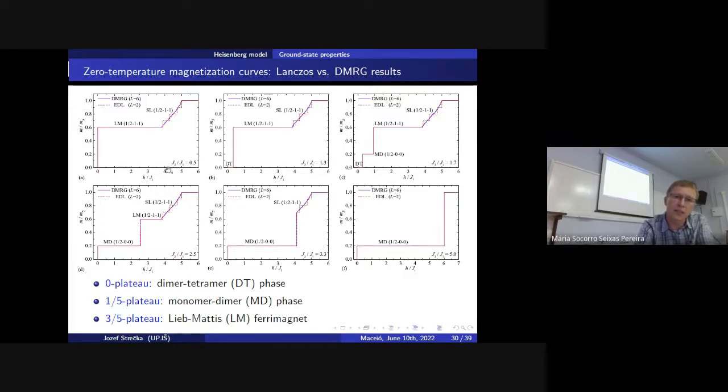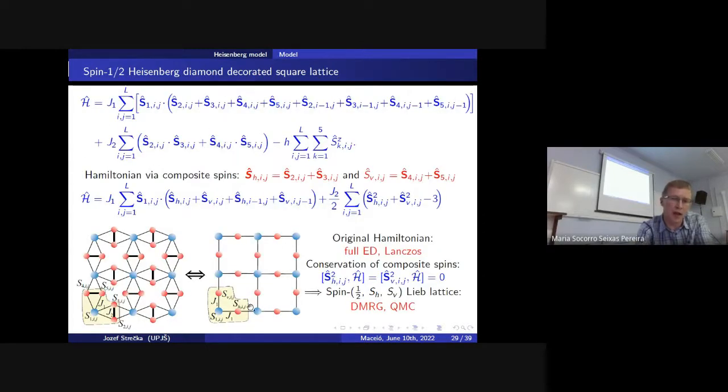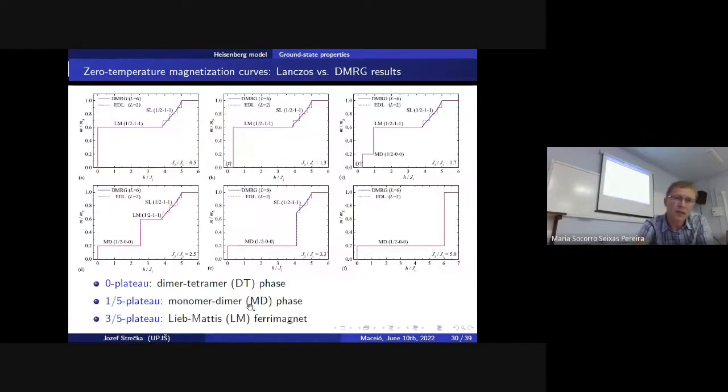One can see that if the interaction ratio is small enough, we have the Lieb-Mattis ferrimagnetic state. The numbers in the bracket say that the total spins on horizontal and vertical dimers are 1. This is nothing else than a bipartite lattice for which the Lieb-Mattis theorem applies, and that's why we know that it should be like that. So it is this 3/5 plateau, which has a gap, and the gap closes with increasing field, and then we have a quantum spin liquid state when the magnetization continuously rises. Both methods give results which are in good accordance if you consider finite size analysis.